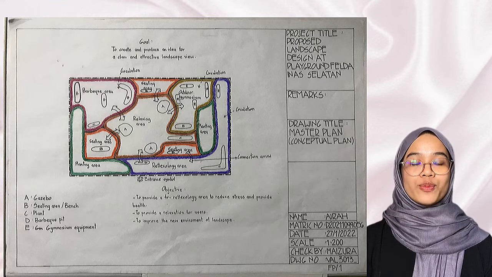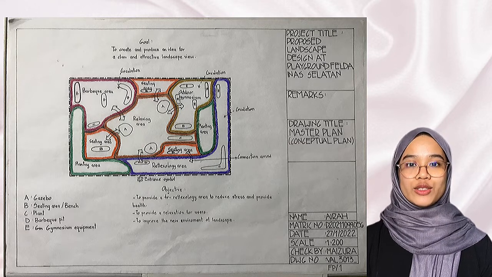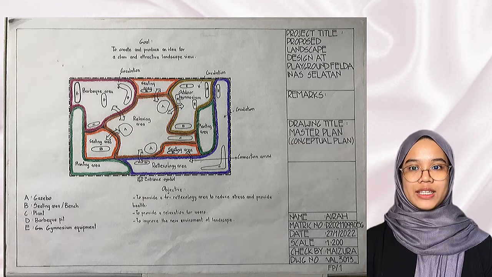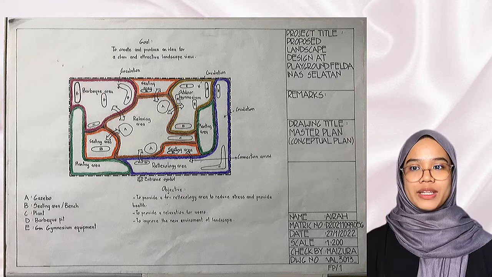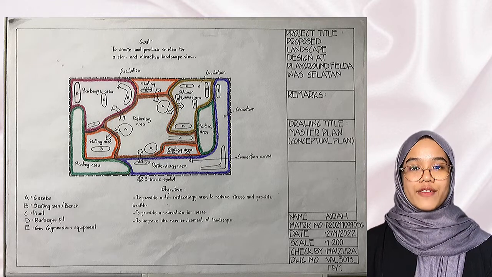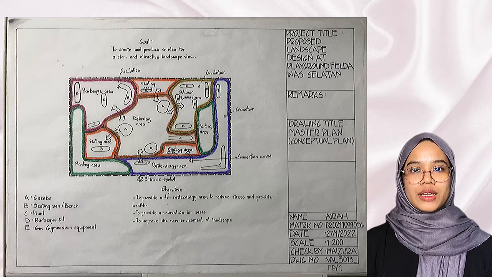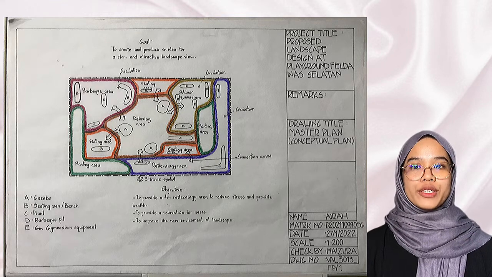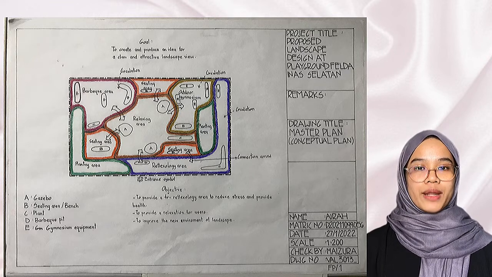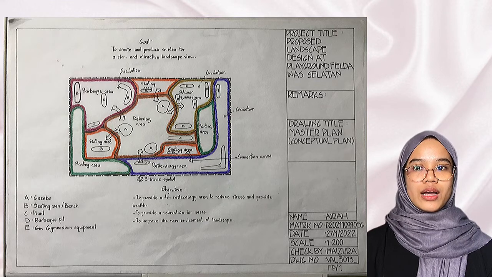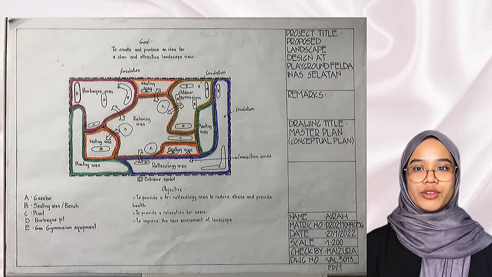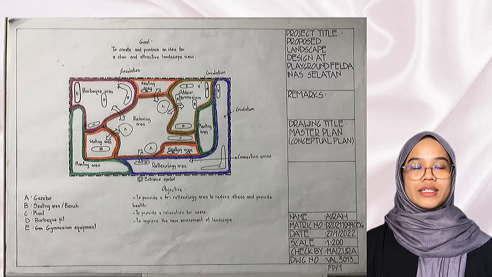The objective is, first, to provide a reflexology area to reduce stress and keep people healthy. Second, to improve the new environment landscape. At this stage, in every area I put equipment that is suitable for that area. For example, in the outdoor gymnasium area, I put outdoor gymnasium equipment so people can use and play with it. And I have a few benches at the sitting area and the outdoor gymnasium, and also a gazebo in the middle of the site, which is in the relaxing area.